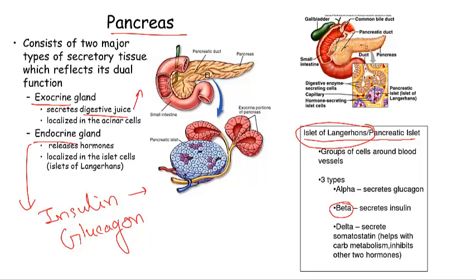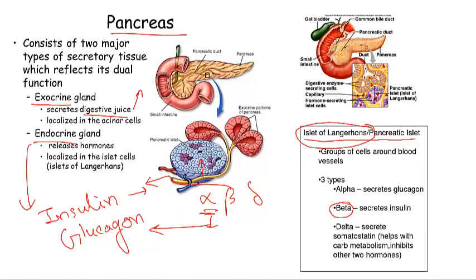Now there are three types of such glands found in the islets: alpha, beta and delta. The alpha produces glucagon, the beta produces insulin, and delta secretes somatostatin, which helps in carbohydrate metabolism and inhibits the other two hormones, both insulin and glucagon.